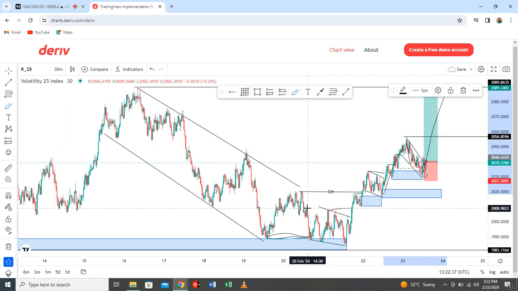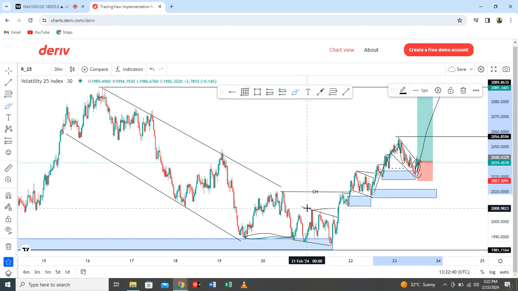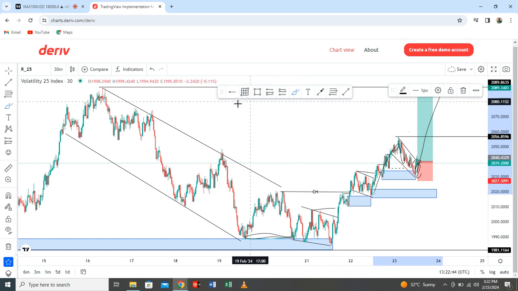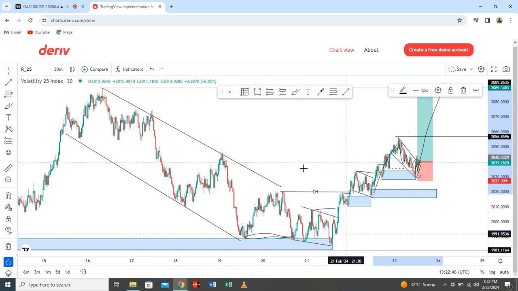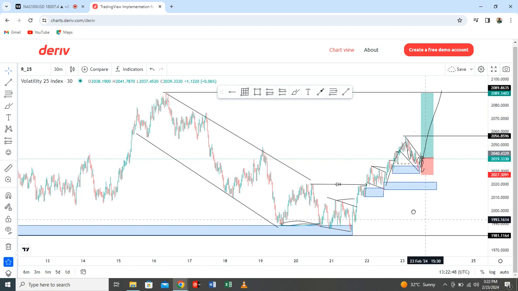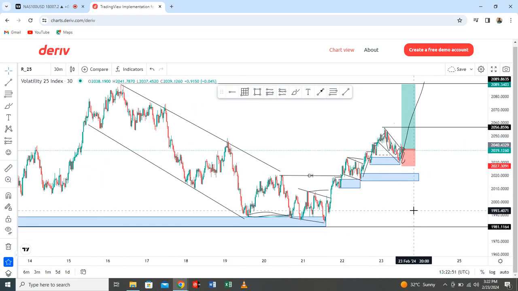Yeah. So this is how I trade a volatility index, guys. Specifically the volatility 25 index. I do trade this in a similar way to how I trade the indices and currency pairs, guys.